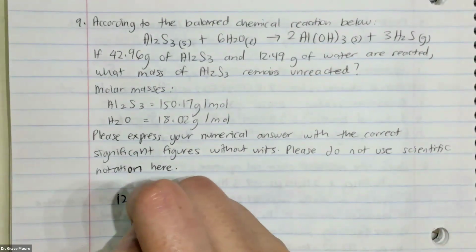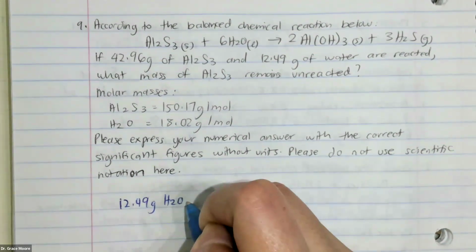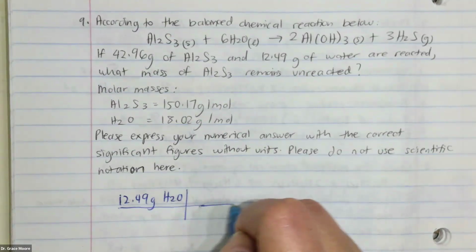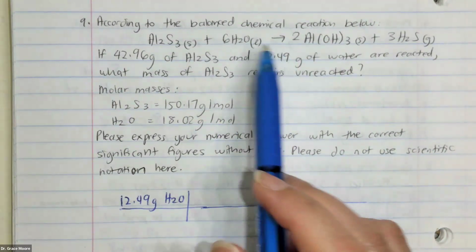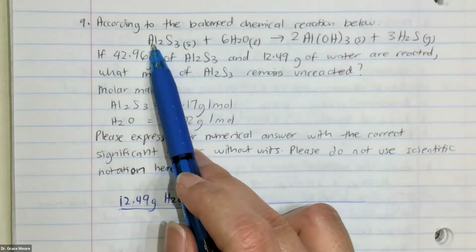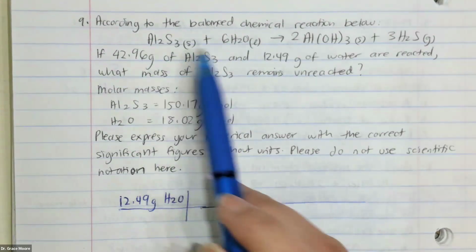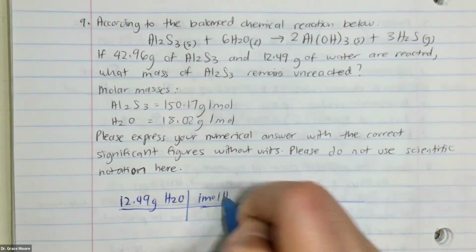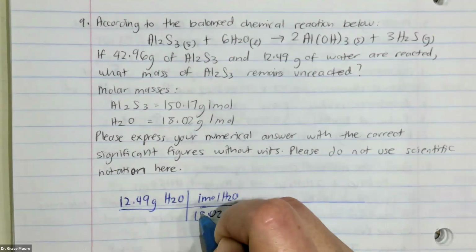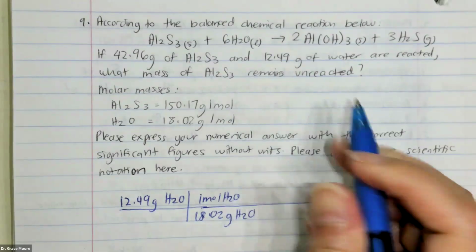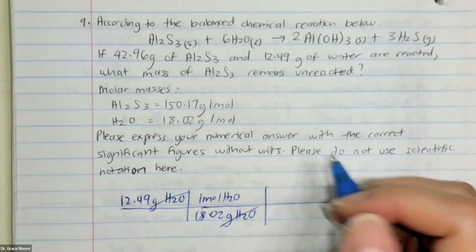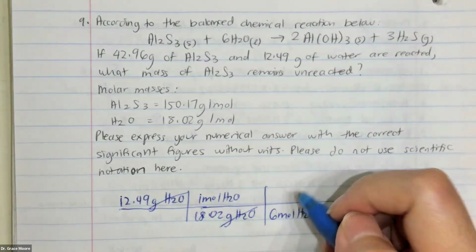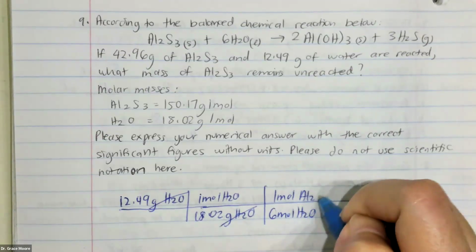So if you know 12.49 grams of water has been used up, why don't we find out how much Al2S3 is used up if you pair it with water? To do that, you just need the molar ratio from water to Al2S3, which we have from the reaction, is 6:1, and then you also have the molar masses. So we'll convert to moles first. 1 mole of water is 18.02 grams. And then once you have moles of water, we do the mole-to-mole ratio. 6 moles of water used is really going to be the same as 1 mole of Al2S3 used.